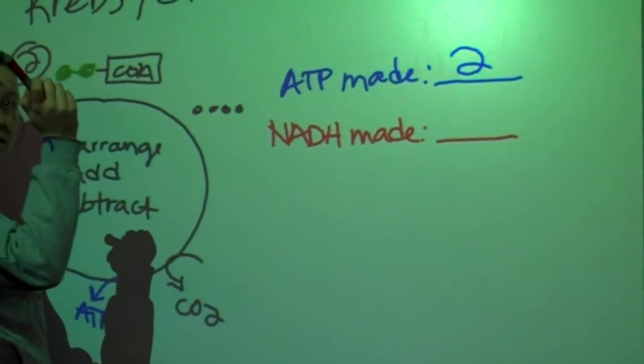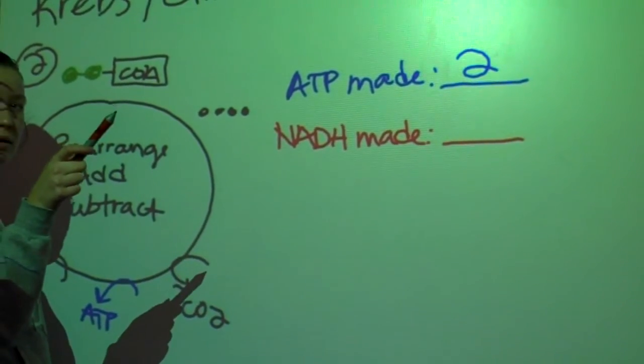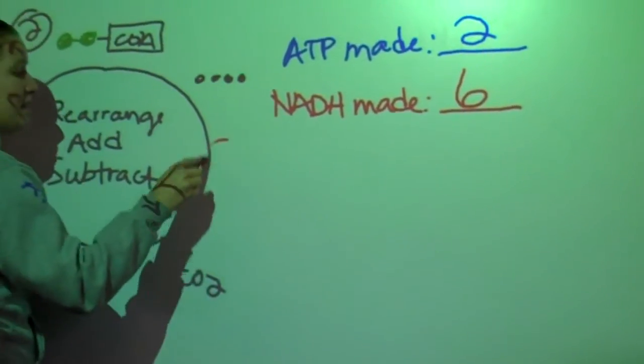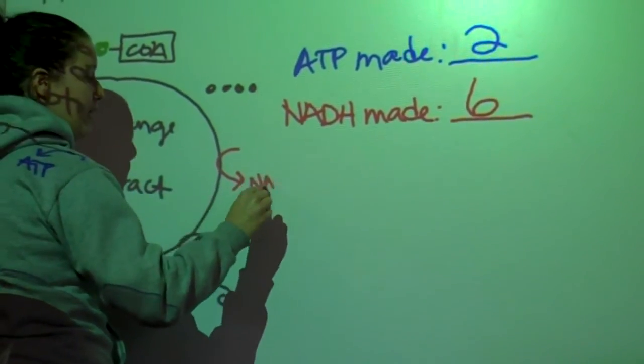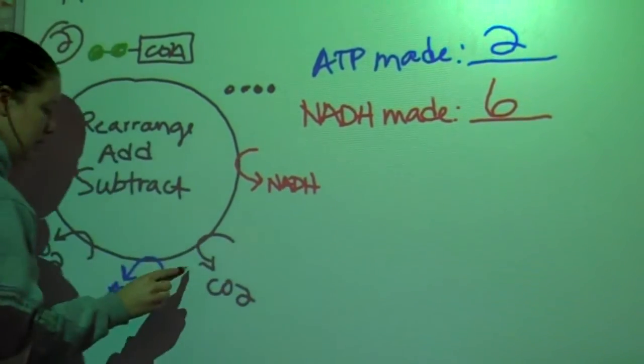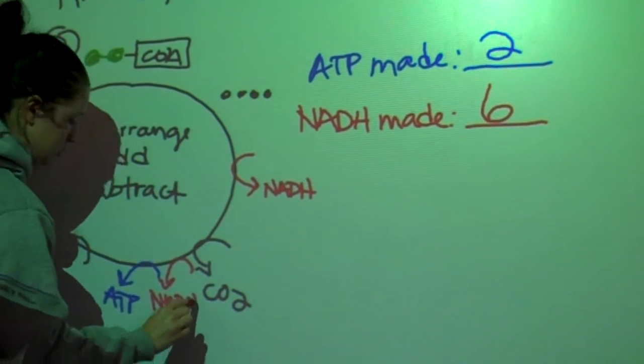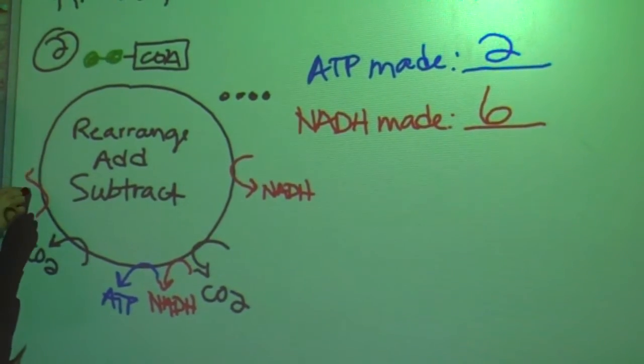How many NADH did we make? 6. 6 total or 6 per cycle? So, 6 total. Otherwise it'd be 12. So in one cycle, we have 1 NADH made. 2, we have 2 NADHs made. And 3, we have 3 NADHs made.